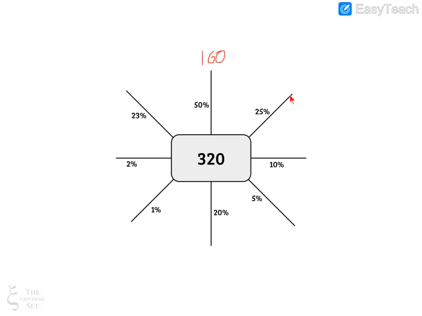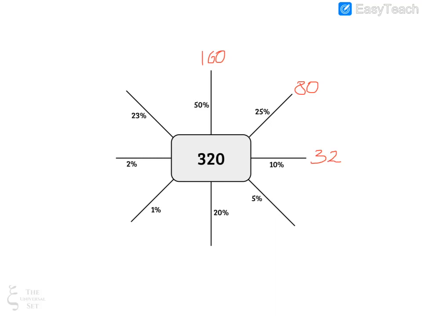How about 25%? Well, that's a quarter, or halve it and then halve it again. I've already halved it once, so let's halve it again. What's half of 160? The answer is 80. Now, do you remember how to find 10%? We said to find 10%, we divide by 10. So 320 divided by 10 is going to be 32.